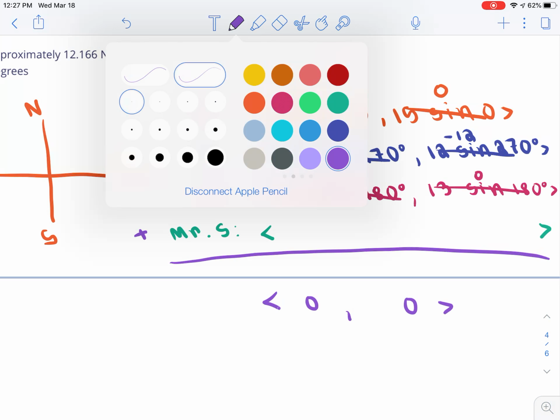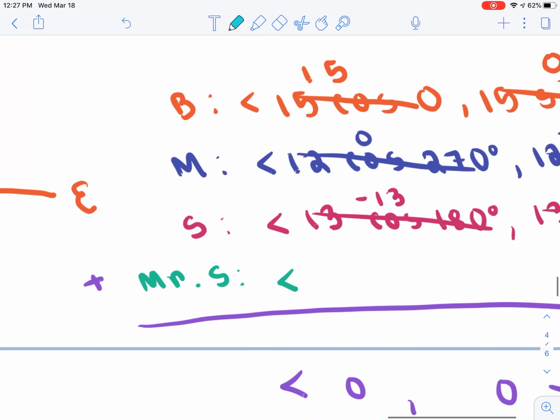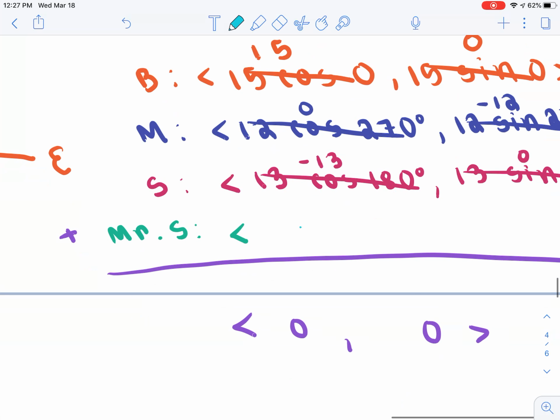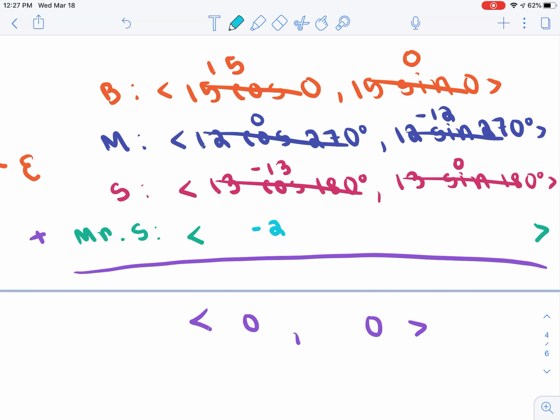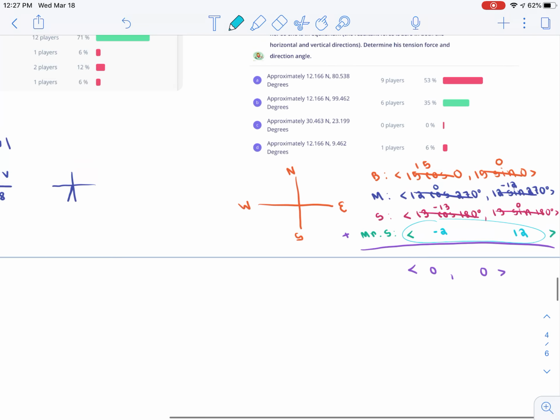Now, when you think about it, you can just do some math with this, and you can think about how we have a 15 and a negative 13. So when that adds together, that's going to give me a quantity of 2. So we need to make this negative 2. Over here, I have all of this added up to negative 12. I need to add that with a 12 to get 0. So this is really what I'm looking for here. Now, that gives me the component form for Mr. Schmer, but I need his tension force and the direction angle.